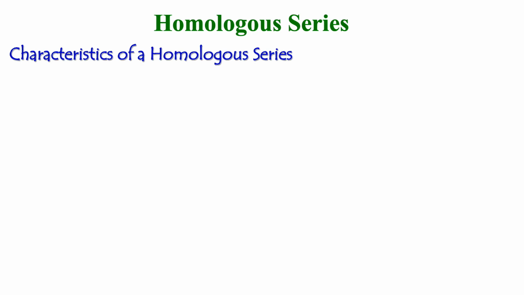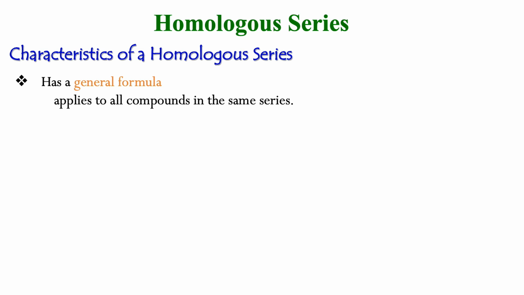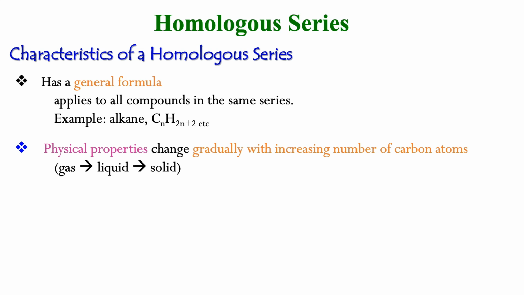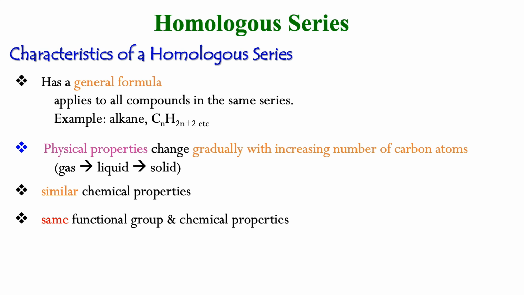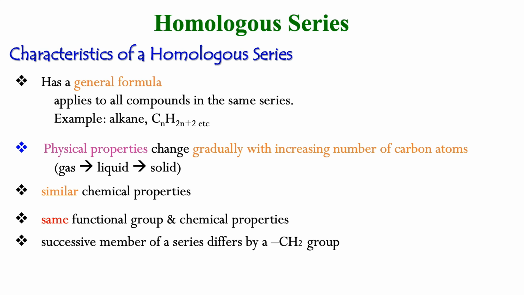The characteristics of a homologous series are: first, it has a general formula which applies to all compounds in the same series. For example, if we have an alkane compound, the general formula would be CnH2n+2. Second, the physical properties change gradually with increasing number of carbon atoms, such as changing from gas to liquid and finally to solid. It also has similar chemical properties, the same functional group and chemical properties, and successive members of a series differ by a CH2 group.